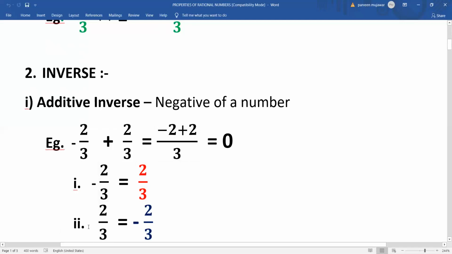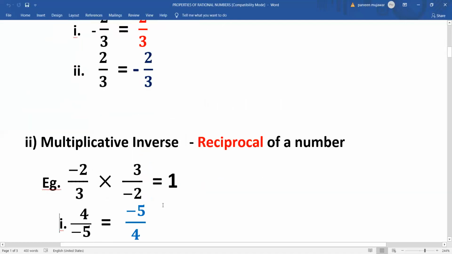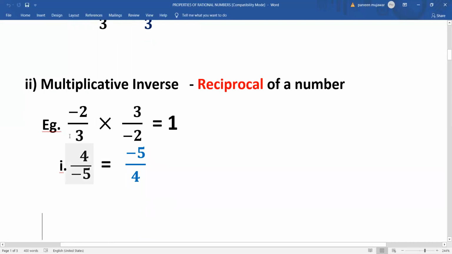We'll check with the second example. This is plus 2 upon 3, a positive rational number. So what is the additive inverse of 2 upon 3? It is minus 2 upon 3, which I have highlighted in blue. So additive inverse means opposites. When it is negative, it becomes positive, and when it is positive, it becomes negative. So that is called additive inverse. Now we'll check the other inverse, that is multiplicative inverse.